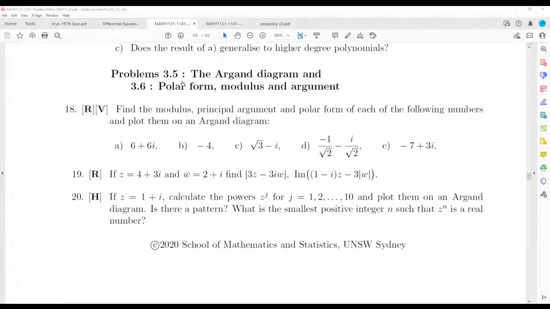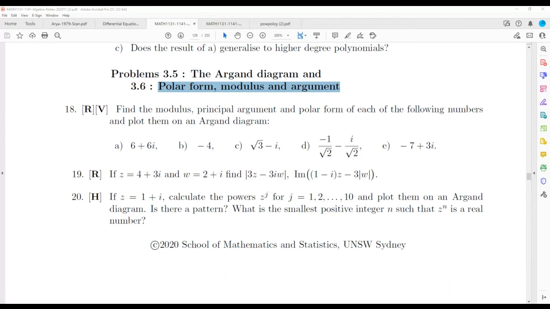All right, so who can tell me in the chat, have you seen this before? Have you seen polar form, modulus, and argument? Have you seen that in lectures yet, in the algebra lectures? Yes or no? Vrudant says yes. Okay, so let's talk about that.